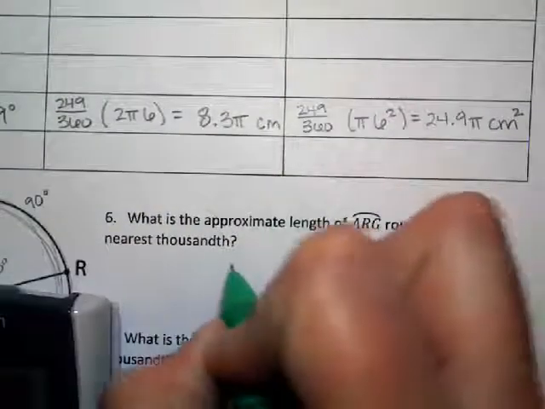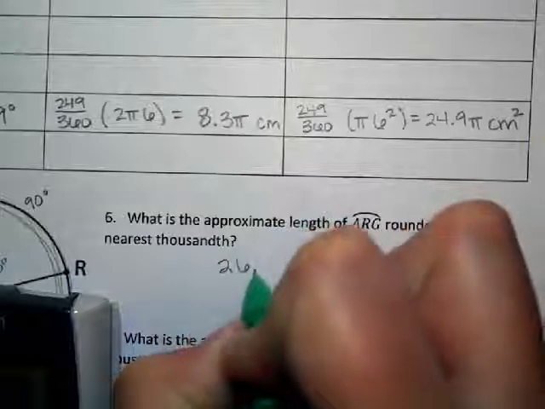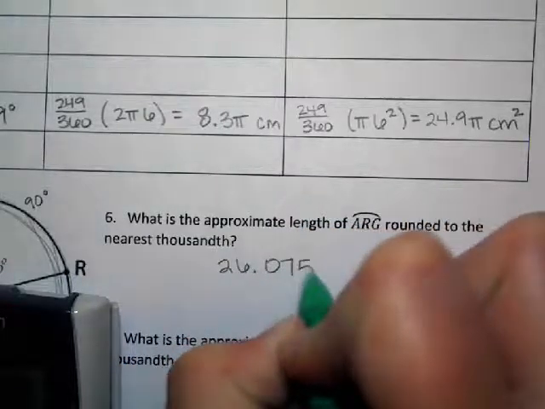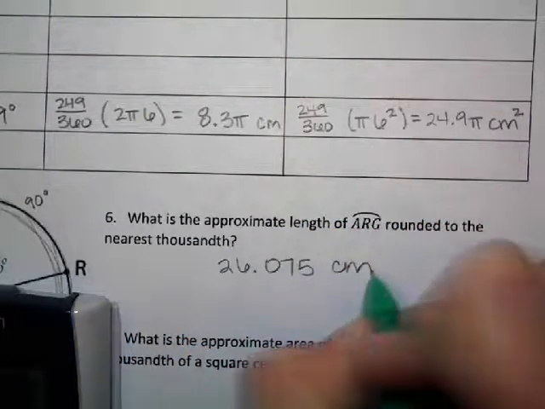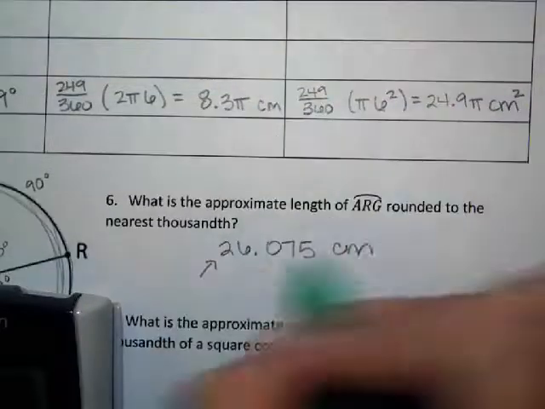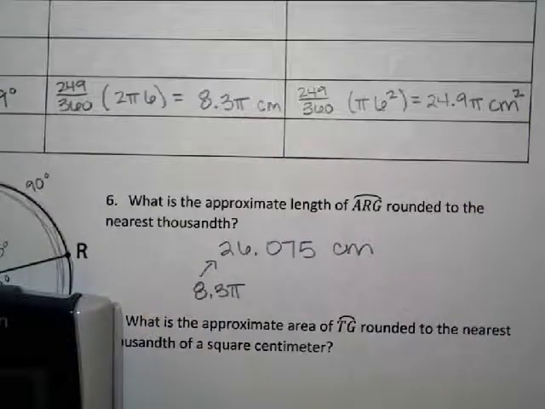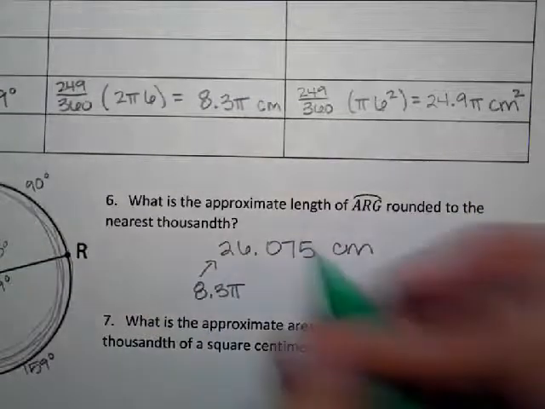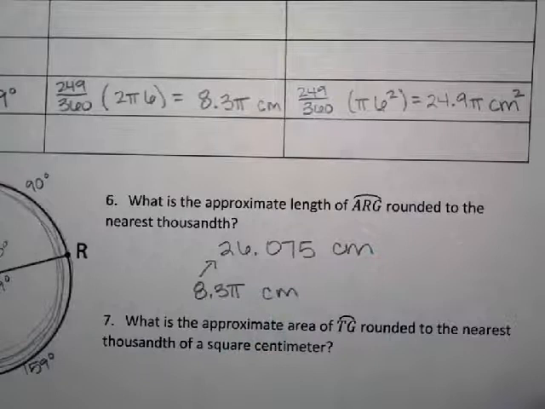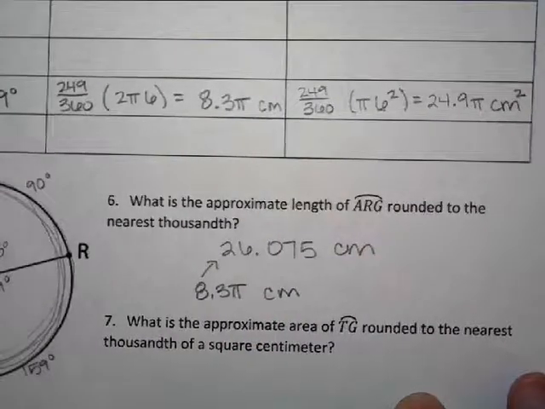Nearest thousandth is 3 decimal places, so we got 26.075 centimeters. And I'm just going to write that this was 8.3 pi, so that I am not confused later when I look at my notes. Okay. All right, so that one is good.